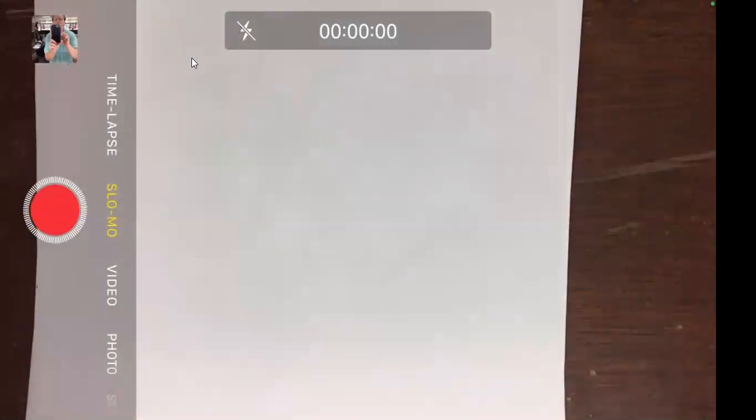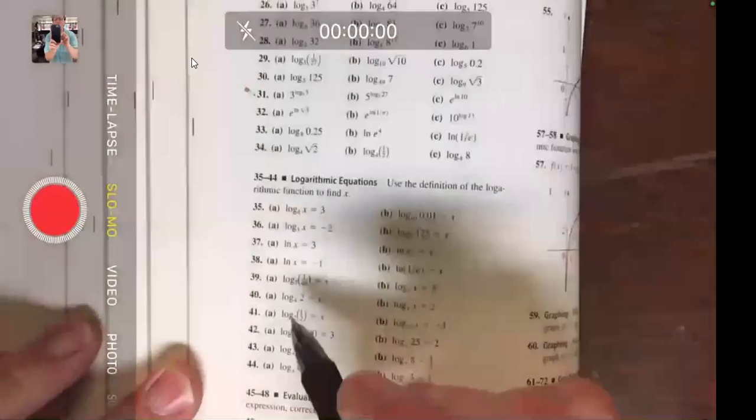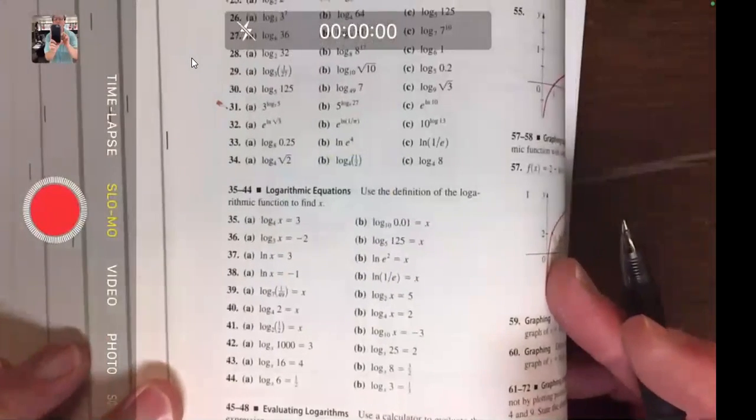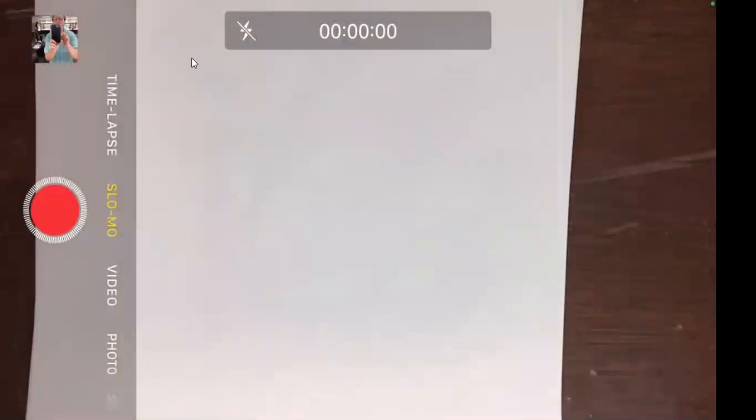So the next section has some beginning equation solving. Maybe there's an X and they want you to find it. That's from 35 down to 44. Let's see, why don't we try something like 43B? Page 388, part B: log base X of 8 is equal to 3/2.